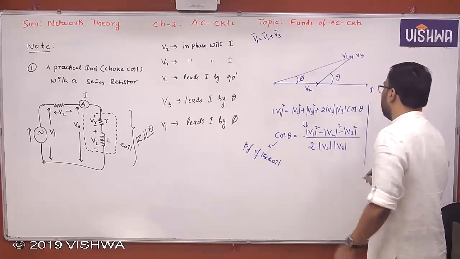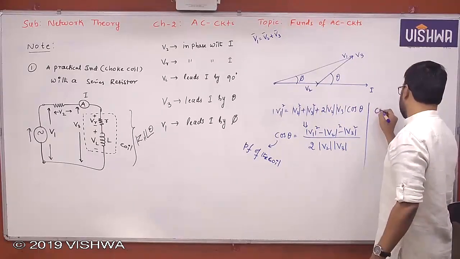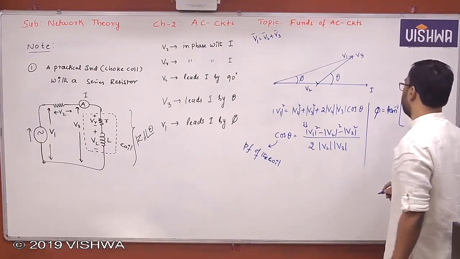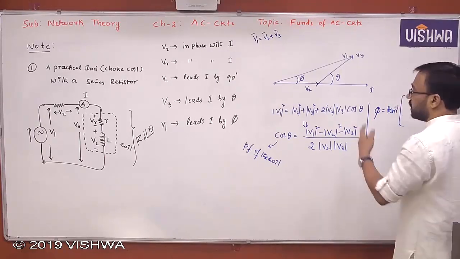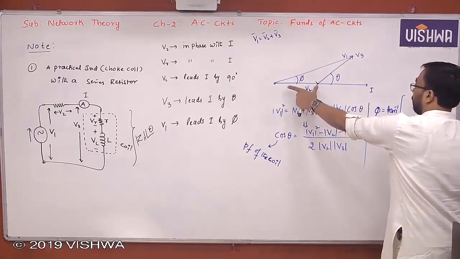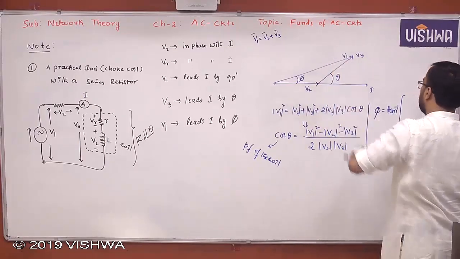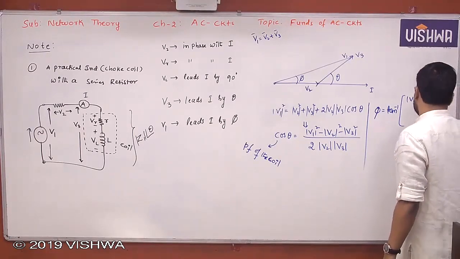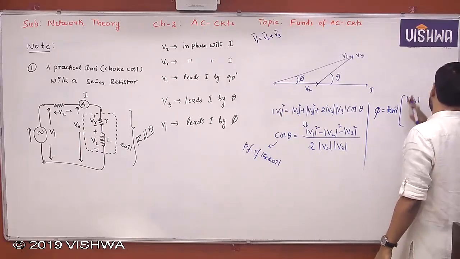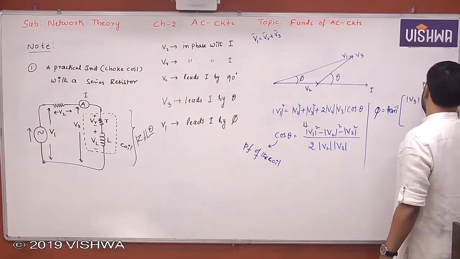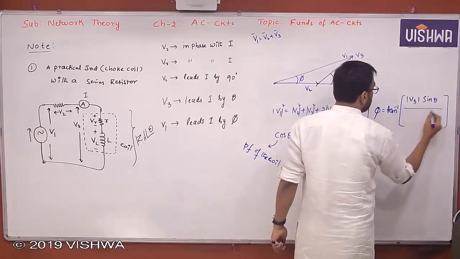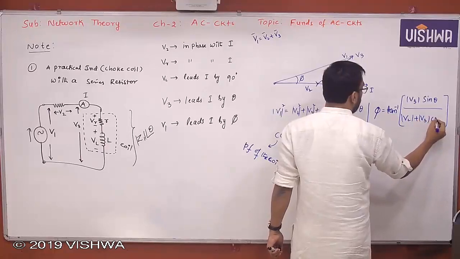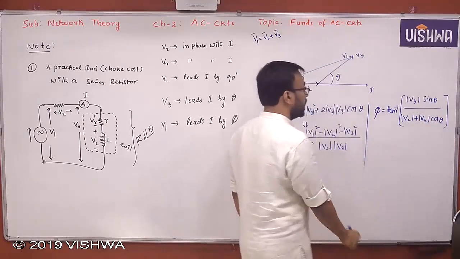And you can also find the angle phi, which is equal to tan inverse of the sum of vertical components by the sum of horizontal components. There is no vertical component for V2 because it is at angle 0, but there is a vertical component for V3. So phi is tan inverse of V3 sin theta by V2 plus V3 cos theta. Understand all of you? Okay.